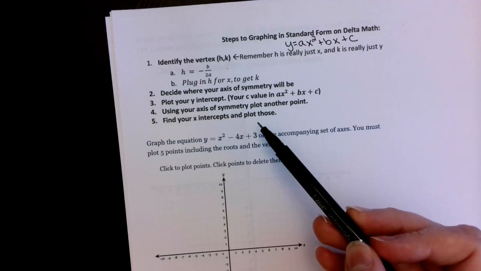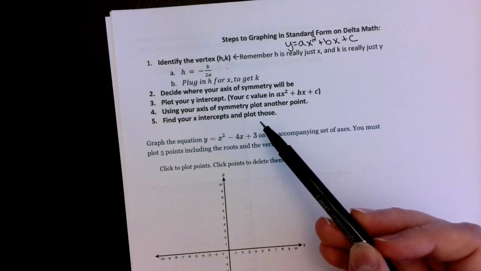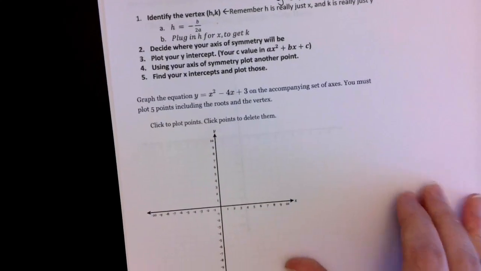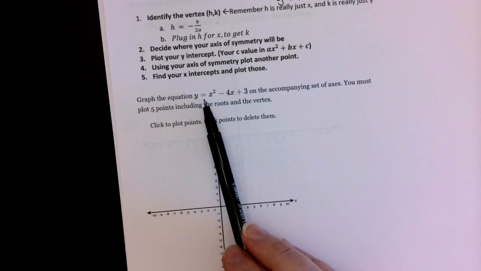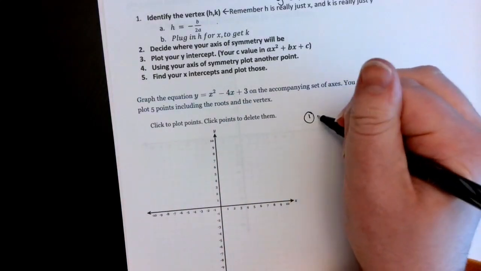This last step, number 5, is the one that Delta Math is asking you to do that other classes and other programs won't, but it's always a good step to know. Alright, so the first one is there. It says graph the equation y equals x squared minus 4x plus 3. The first thing you have to do is find your vertex.